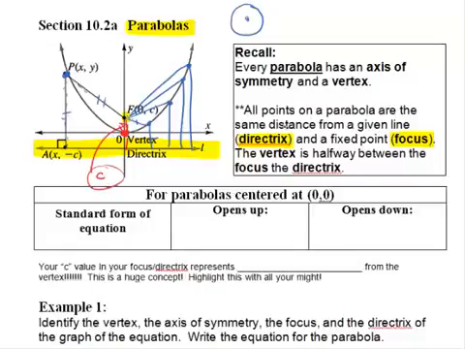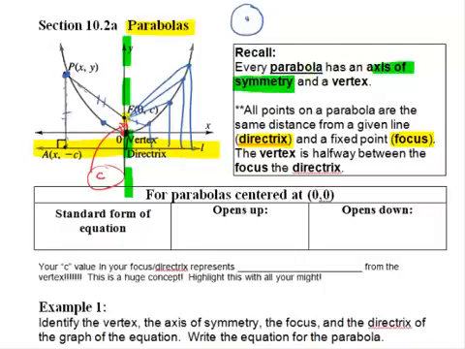The vertex is something that you're already familiar with. That is the lowest or highest point of your parabola. And then the axis of symmetry, remember, is that line which cuts the parabola in half. And any point on one side of that axis will be reflected to the other side of that axis. So they are symmetrical about that axis of symmetry here.